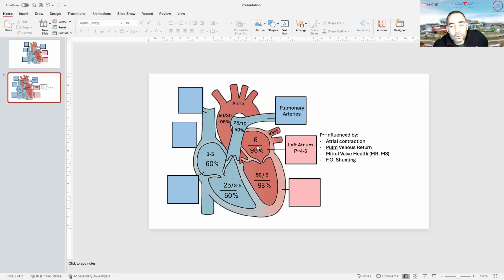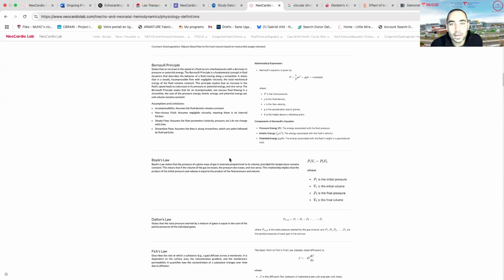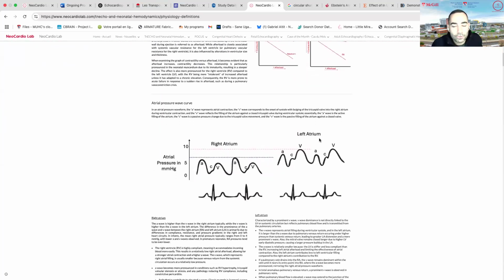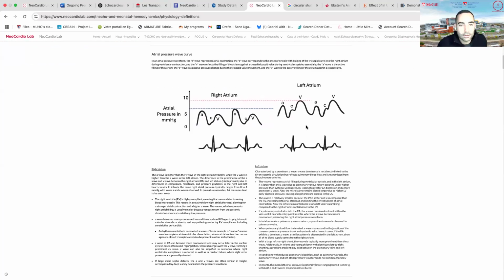Okay, so atrial pressures are influenced by their preload. They also have a component of contraction. So if you go back to the physiology section, you're going to see that there are different waves. And typically your left atrial pressure after 1 or 2 weeks of life is a bit higher than your right atrial pressure. And you see that these waves correspond to different moments of the cardiac cycle. And this is different in the right and the left atrium because the right atrium typically will face a tricuspid valve and RV, and the left atrium will typically face a mitral valve and an LV.